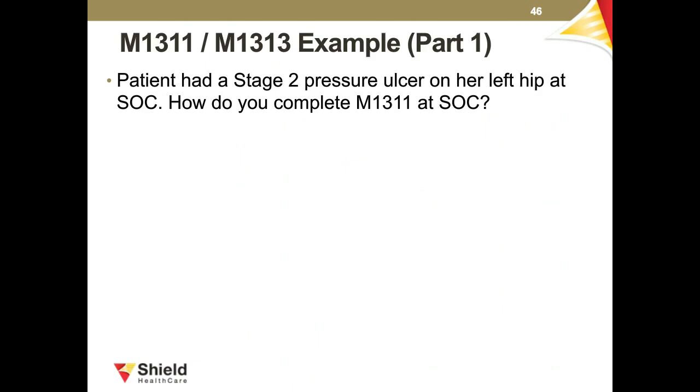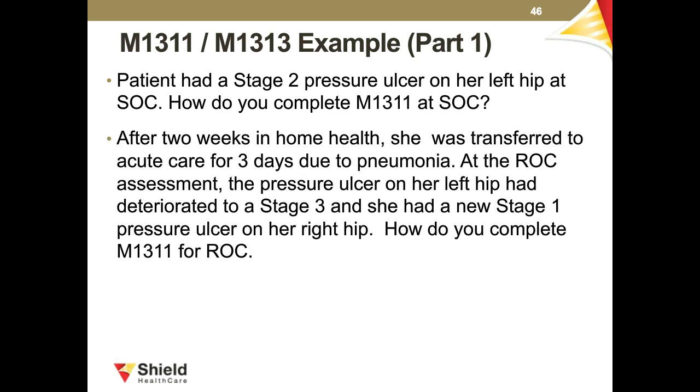So let's look at an example of a patient. I'm going to do this one real quickly. This is a patient who has a stage 2 pressure ulcer on her left hip at start of care. How do we complete M1311 at start of care? So if we look at that one, we're going to look at the answers on the next one. At the start of care, she had 1 stage 2.